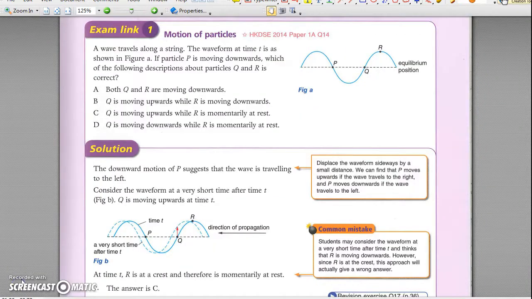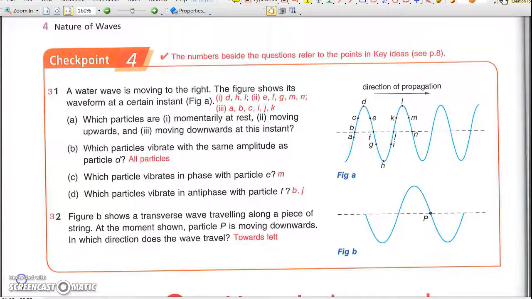In example link 1, motion of particles, you have to deduce the motions of particles using the skill introduced on page 18. Try checkpoint 4 on the next page then.